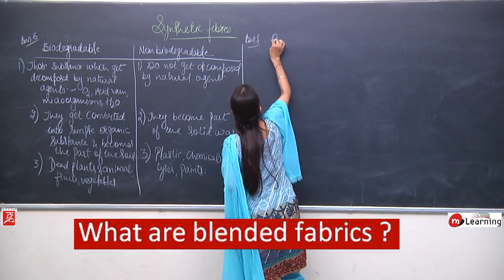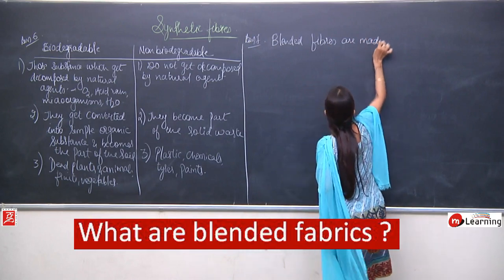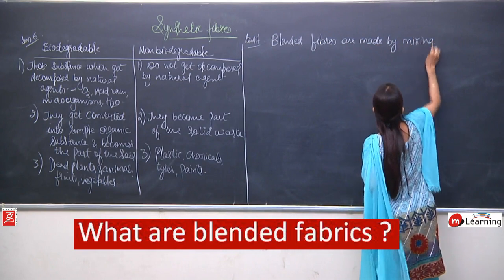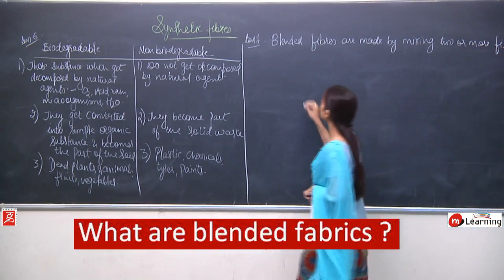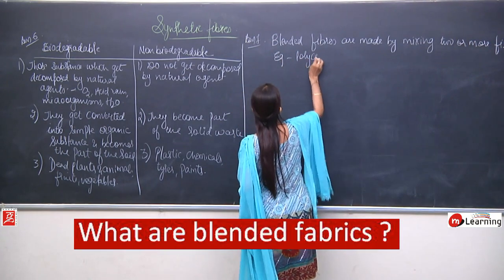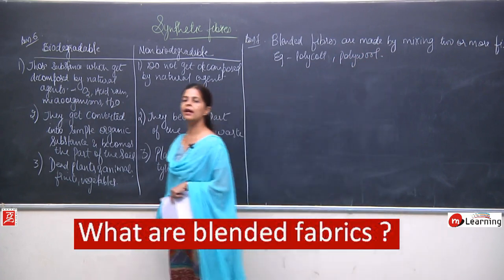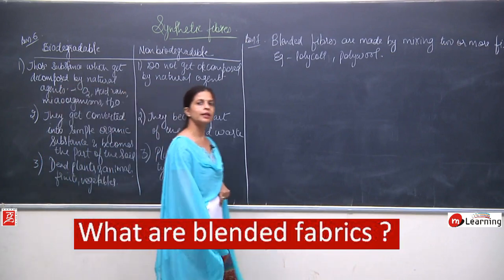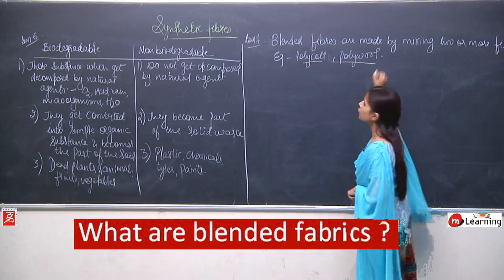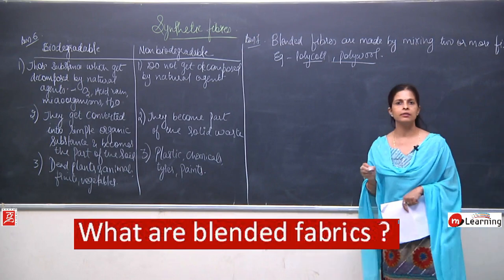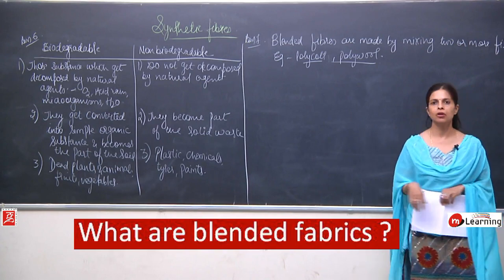Blended fibers are made by mixing two or more fibers. Examples, if you want to quote, children: polycot and polywool. Polyester and cotton is polycot, and polyester and wool is polywool. When these are made by mixing two different kinds of fibers, they will have the characteristic features of both fibers. So polywool will have the characteristics of polyester and wool, and polycot will have the characteristics of polyester and cotton.